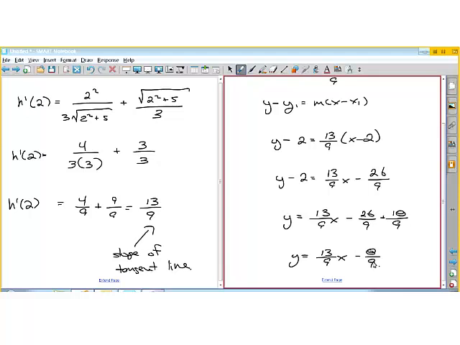So let me write this down on a piece of paper so I don't have to go back. So the function itself is f of x equals 1/3 x square root of x squared plus 5. The equation for the line is y equals 13/9 x minus 8/9. Okay, so now we're going to have to go open up the graphing program. I have that open right now.